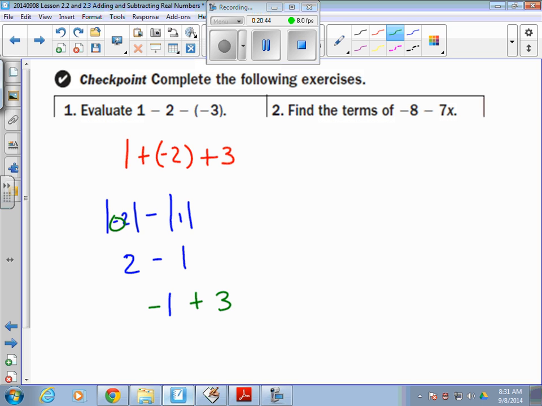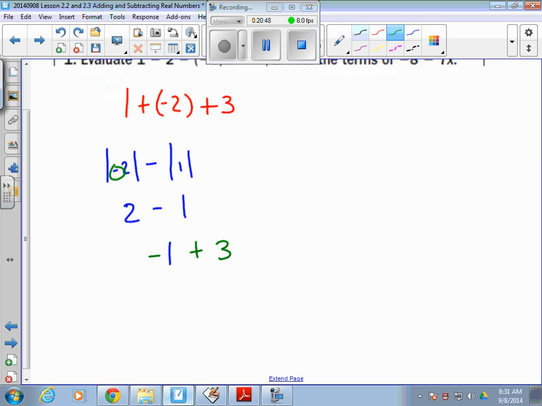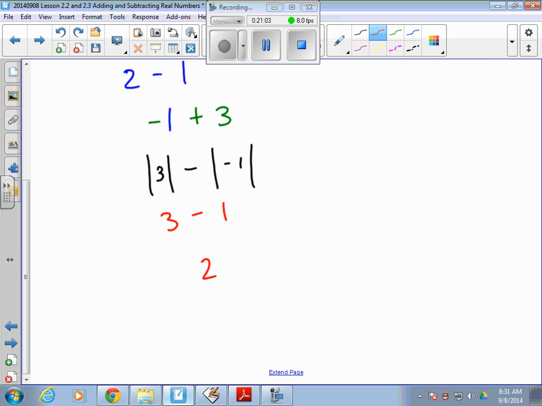Plus 3, again, opposite signs, negative 1 and positive 3. Subtract the higher absolute value. 3 is a higher absolute value, minus the absolute value of negative 1. The absolute value is 3 minus the absolute value of 1 is 1. That gives you 2, and 3 was higher, so it's going to remain as positive 2 for that one.